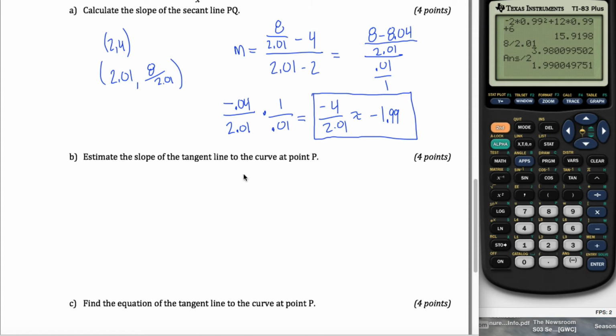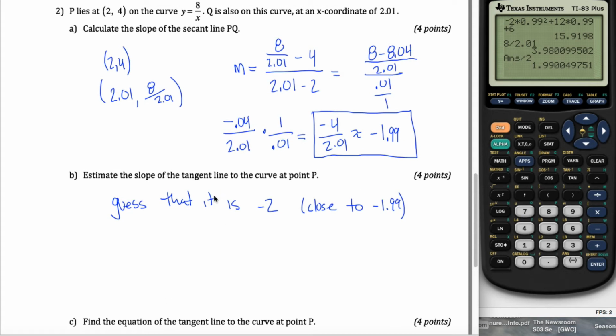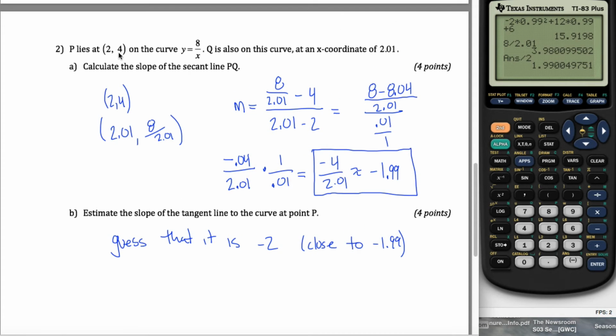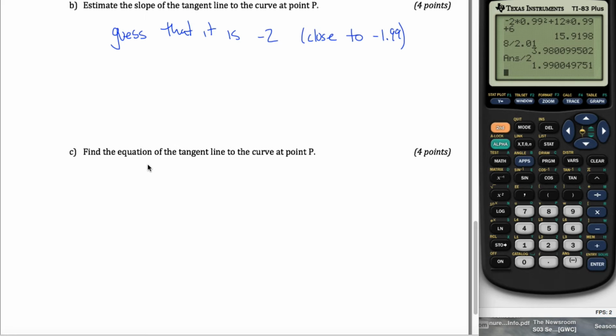Estimate the slope of the tangent line. I'm going to guess that it is negative 2. Why? Because that's close to negative 1.99. And if you know the slope of the tangent line and you know one point on the tangent line, (2, 4), I can come up with the equation of the tangent line.